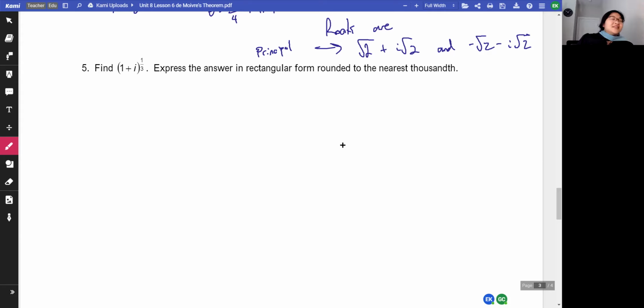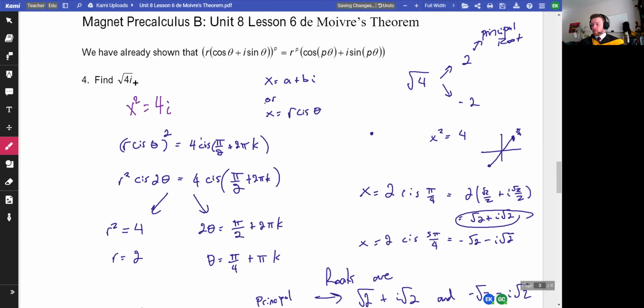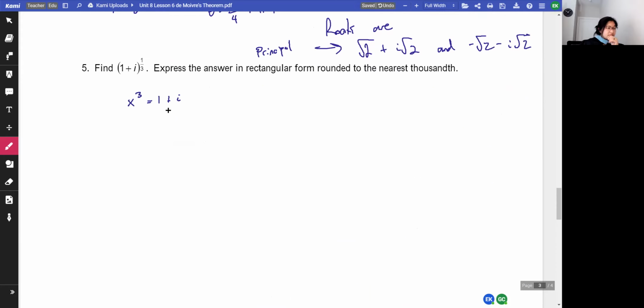And I don't want to, because we can just do our x cubed equals 1 plus i. Which is basically what we did before, right? Yeah. We wanted to find 4i to the 1/2, and that's exactly what we did. Okay. So we can do that. So then we have 1 plus i, so we have to convert that. So we get r is root 2 and theta is pi over 4.